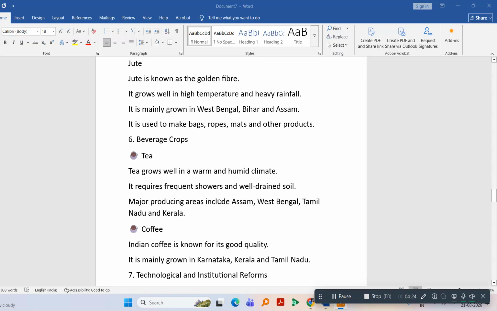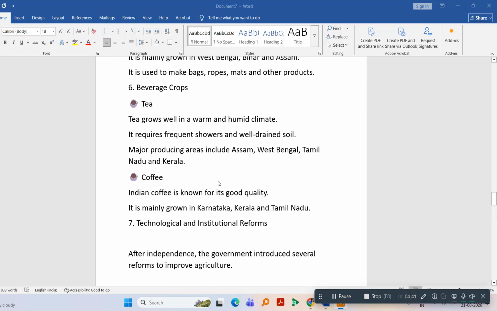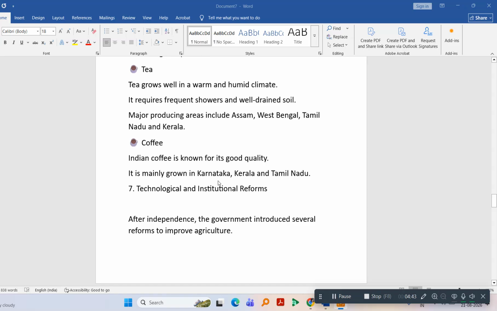Beverage crops. Tea grows well in warm and humid climate. It requires frequent showers and well-drained soil. The major producing areas include Assam, West Bengal, Tamil Nadu, and Kerala. Coffee. Indian coffee is known for its good quality. It is mainly grown in Karnataka, Kerala, and Tamil Nadu.